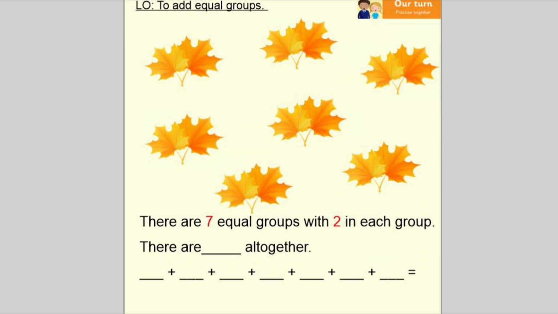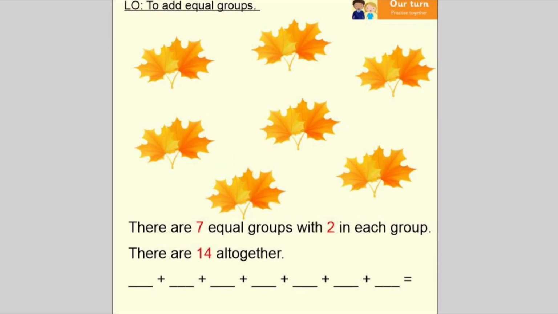Now let's see how many we've got all together. So if they're in groups of 2, what are we going to be counting them in? That's right, our 2s. Let's do that now. 2, 4, 6, 8, 10, 12, 14. There are 14 all together.